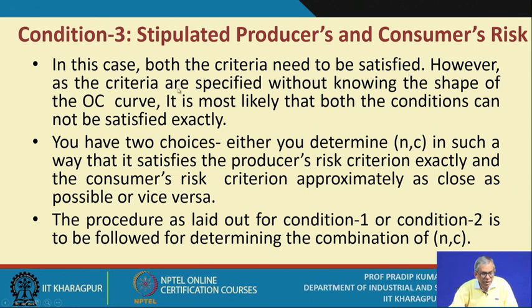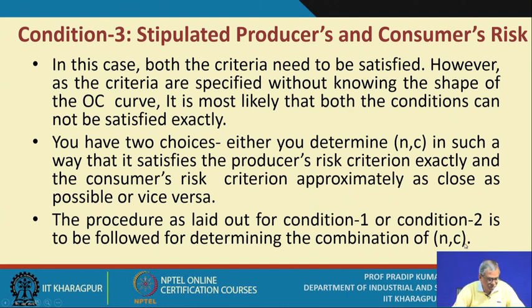However, as the criteria are specified without knowing the shape of the OC curve, it is most likely that both conditions cannot be satisfied exactly. So this is the point to be noted. You have two choices. Either you determine n and C in such a way that it satisfies the producer's risk criterion exactly and the consumer risk criterion as closely as possible, or vice versa. Okay, so the choice is yours. You have to adopt just one of these two choices. The procedure laid out for condition 1 or condition 2 is to be followed for determining the combination of n and C.